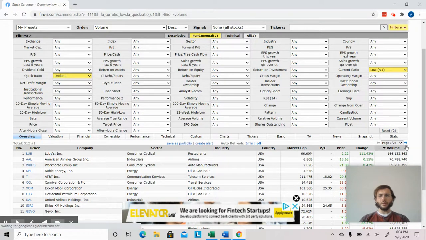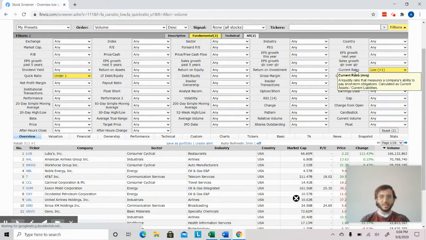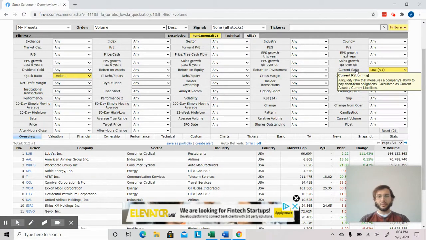Today we're going to go over the current ratio and quick ratio. These two are able to give you a quick glimpse into the liquidity of the company and a quick glimpse into whether they're able to meet their short-term obligations. So the current ratio, as we can see here, is a liquidity ratio that measures a company's ability to pay short-term obligations, and it's calculated by taking its current assets over its current liabilities.